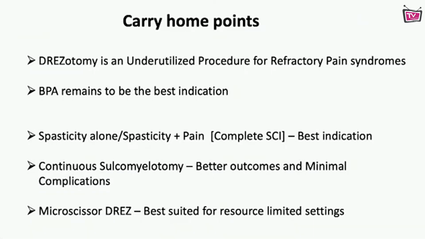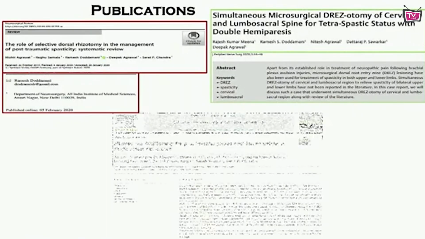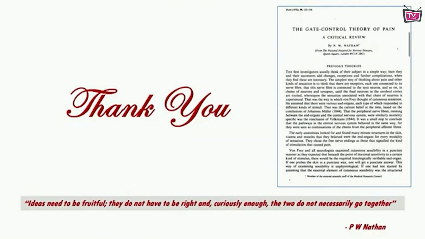So, take-home points: rhizotomy is a very elegant procedure, excellent for post-brachial plexus avulsion injuries, and the pain relief is instant. The moment the patient comes out of the OR, he is unbelievably relieved. There is no pain which he was suffering, and it can even be used for spasticity and other indications. Continuous sulcomyelotomy that is done, with just mechanical disruption, probably has better outcomes in terms of the complication profile. And it's best suited for a peripheral setup where limited resources are available. So these are a few of the publications which we had, and thank you very much for your patient listening.